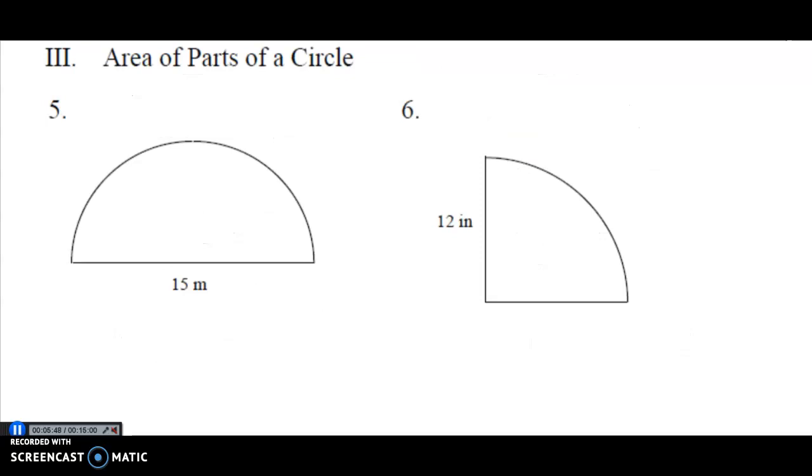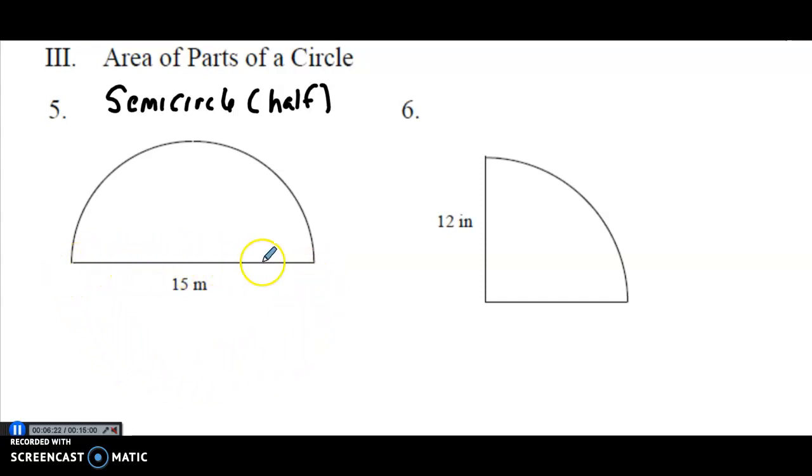All right, part 3, we're going to do the same thing, but we're going to do it for parts of a circle. The first one we look at, number 5, the part is a semicircle, which we learned the other day is half of a circle. Before we do the formula, we have to remember what this length is in half a circle.